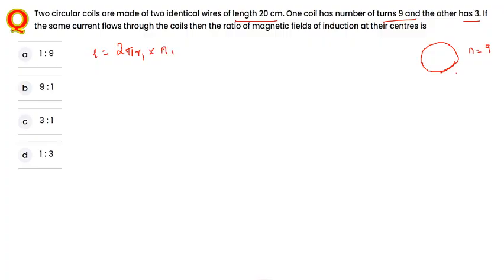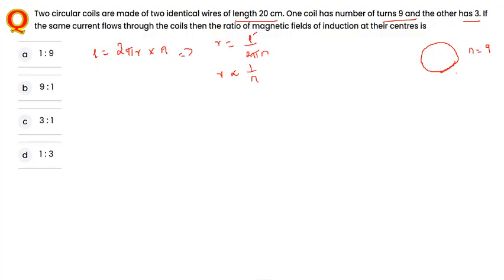So I mention n1 as the number of turns, and the radius here is r. So L is 2 pi r and n1. From this, L is constant here. So R is equal to L divided by 2 pi into N. L is constant, 2 pi is also constant, so R is proportional to 1 by N.